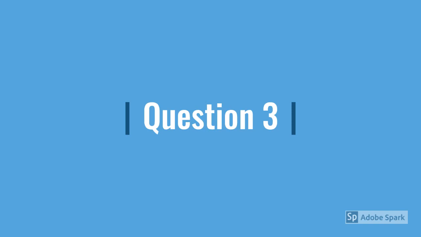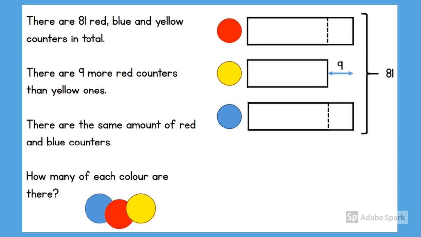Question 3 is next. Pause the video on the slide while you work it out. This question looks pretty similar, but it is different. There are 81 red, blue and yellow counters in total. There are 9 more red counters than yellow, but there are the same number of red and blue counters. How many of each colour are there? I've started you off by drawing you the bar model to show the 81 counters in the 3 different colours, with blue and red being equal.